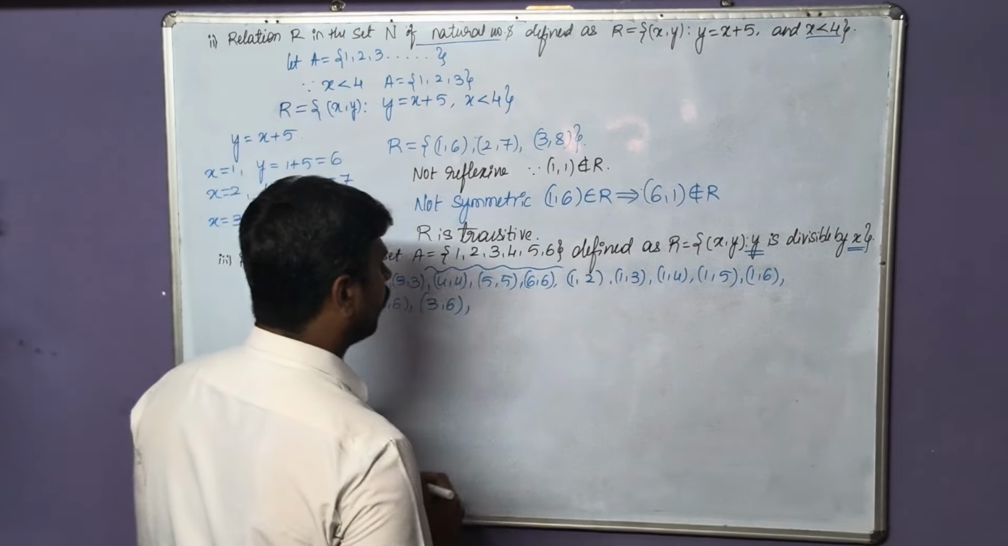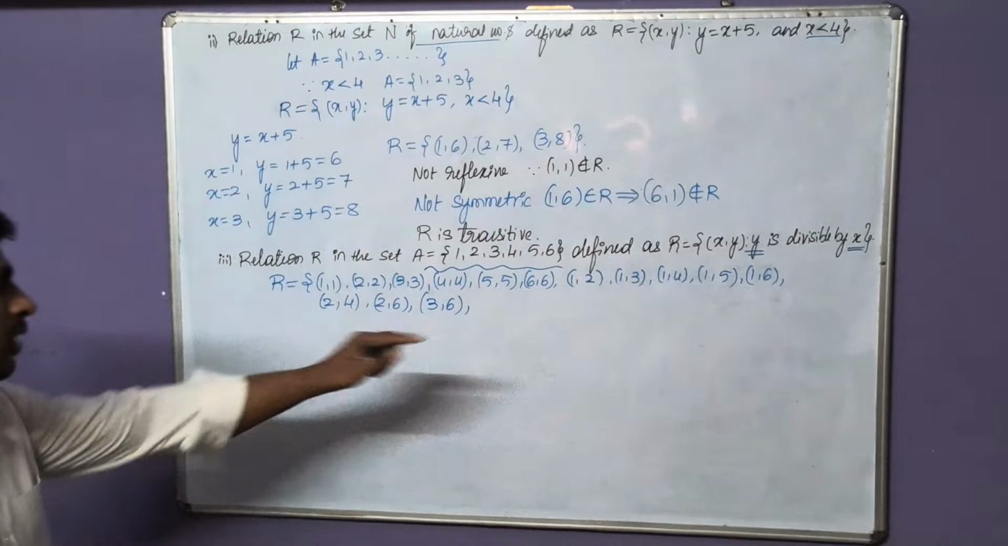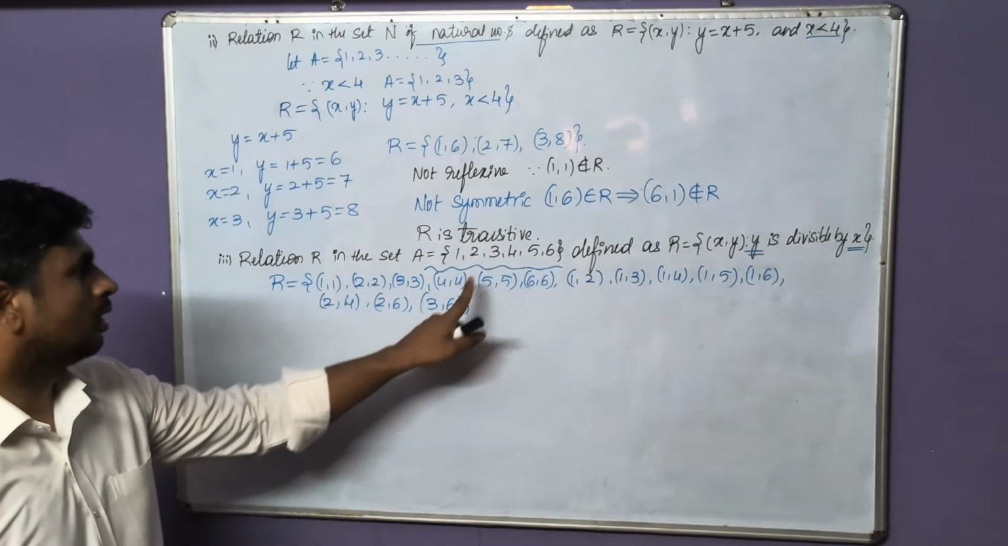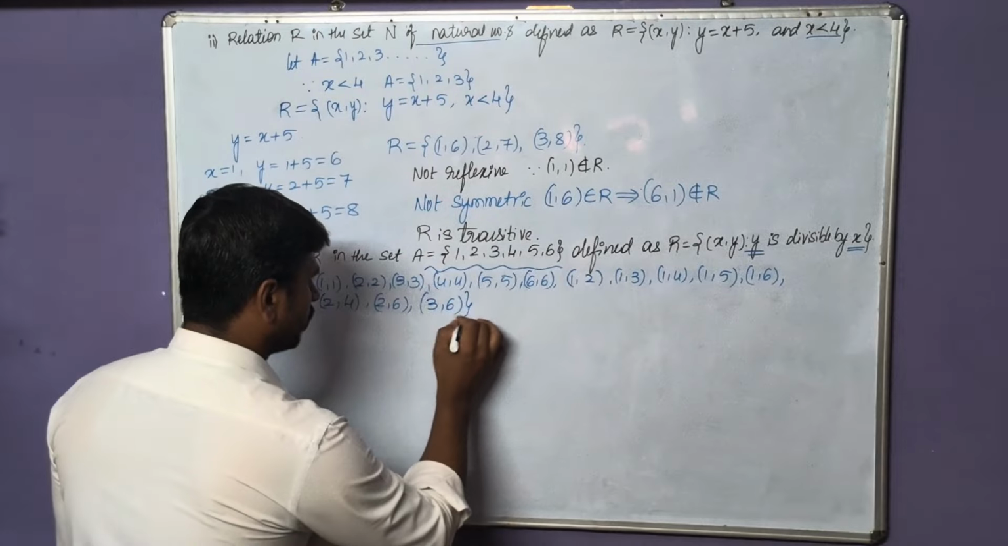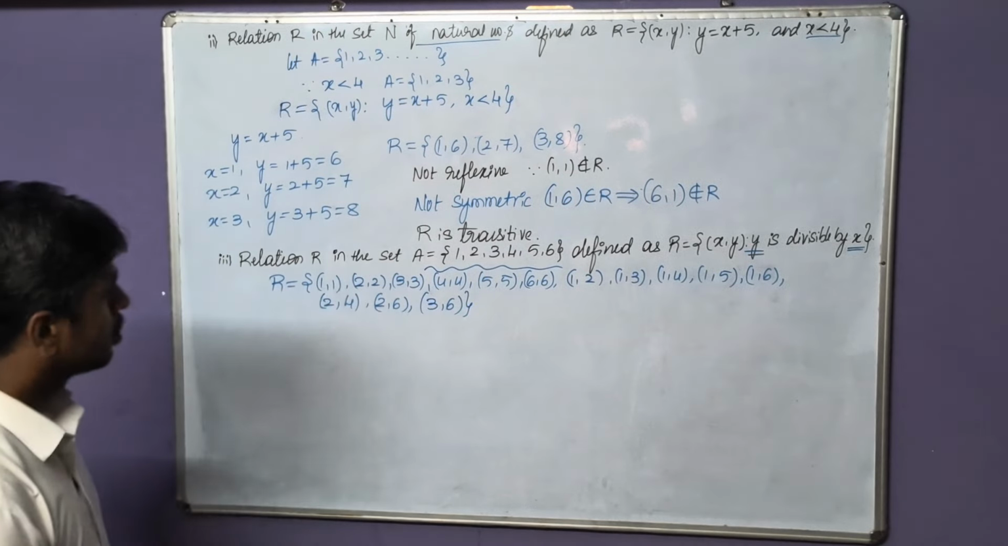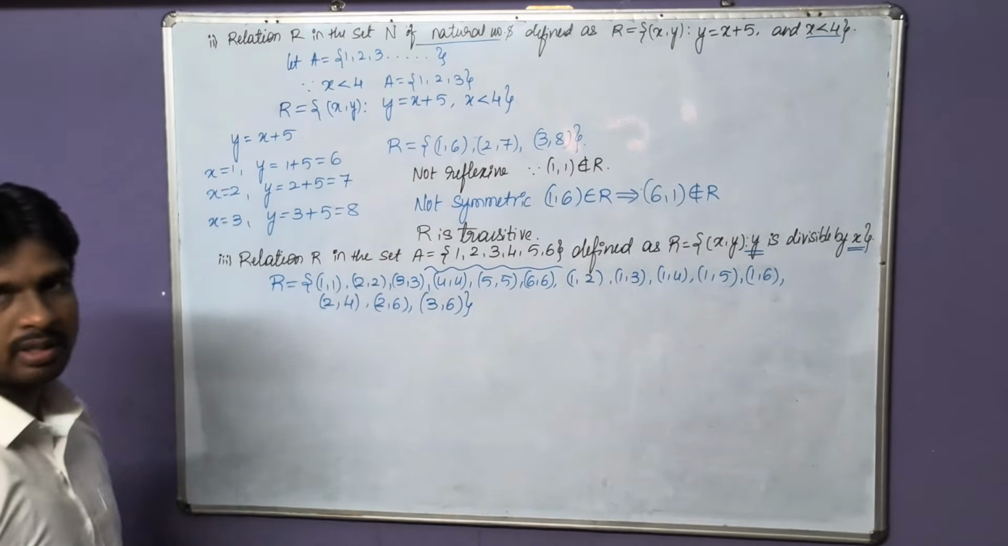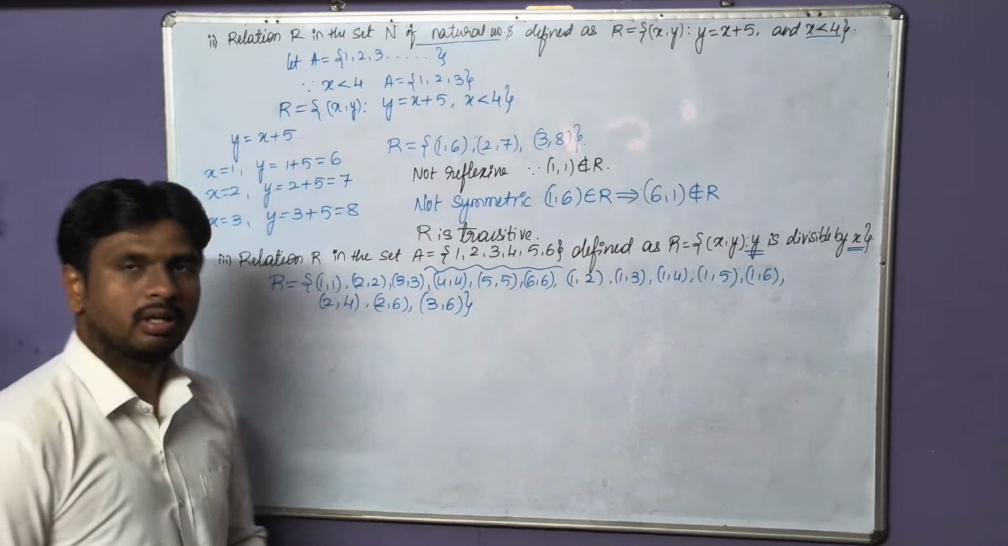From 4, only one possibility we can write, that is (4, 4), which we have already written, and even (5, 5) and (6, 6) we have written. So these are the ordered pairs which will be possible. From these ordered pairs, we need to cross check whether the given relation is reflexive, symmetric, or transitive.